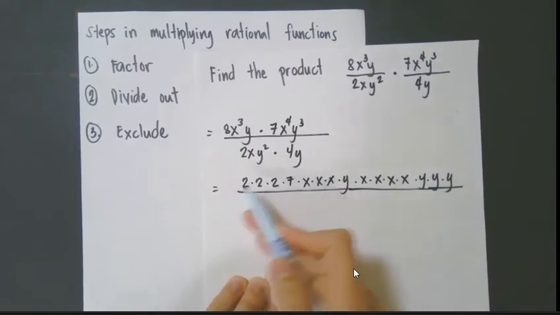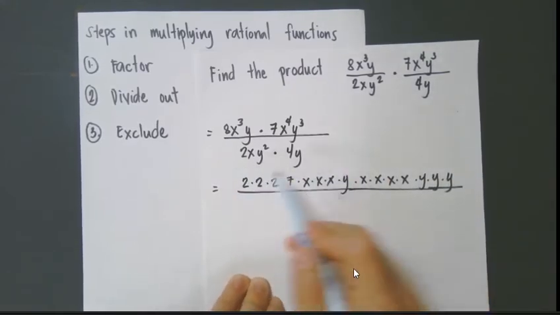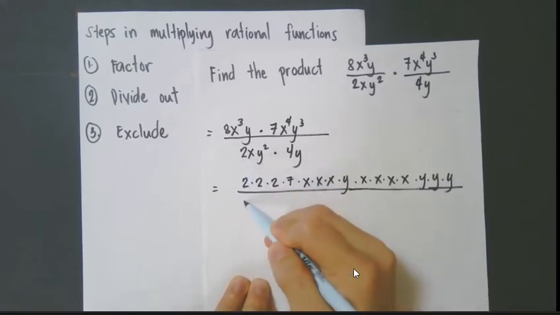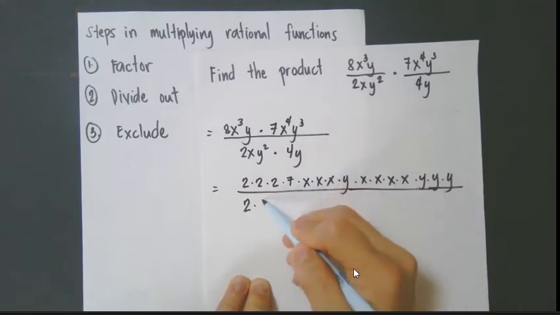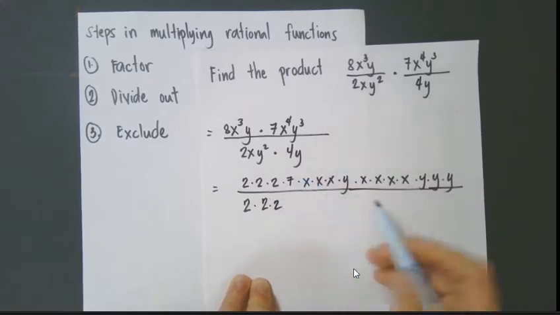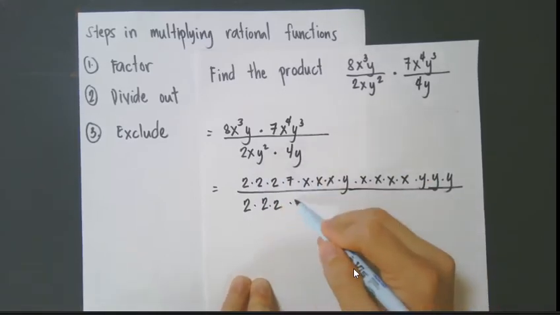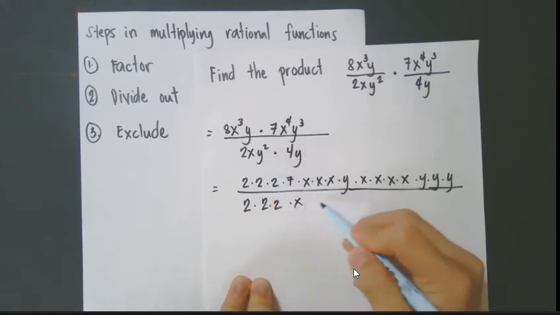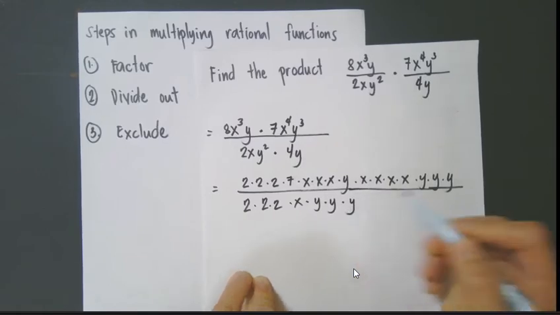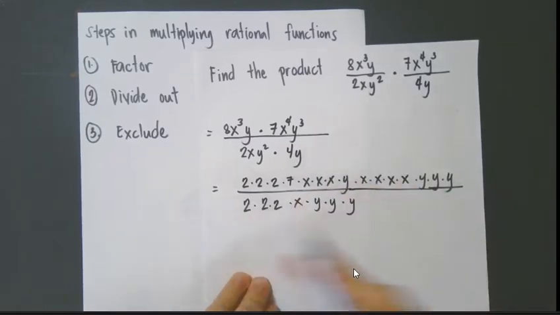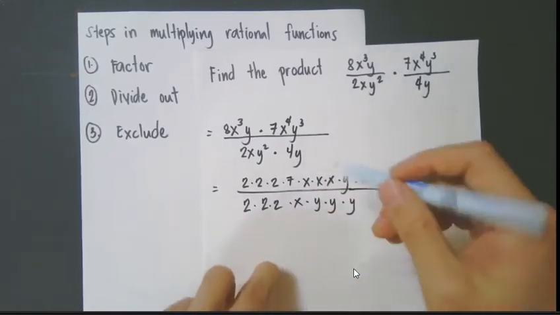Now for the denominator, we'll be doing the same thing. Let's start with the coefficients. 2 is a prime number, so you would write 2. 4, we can factor that out: 2 times 2, because 4 is not a prime number. Factoring out x gives us x, then y squared is y times y, then y here. Now, by the way, this is the long method. After the long method, I'll show you the shortcut.